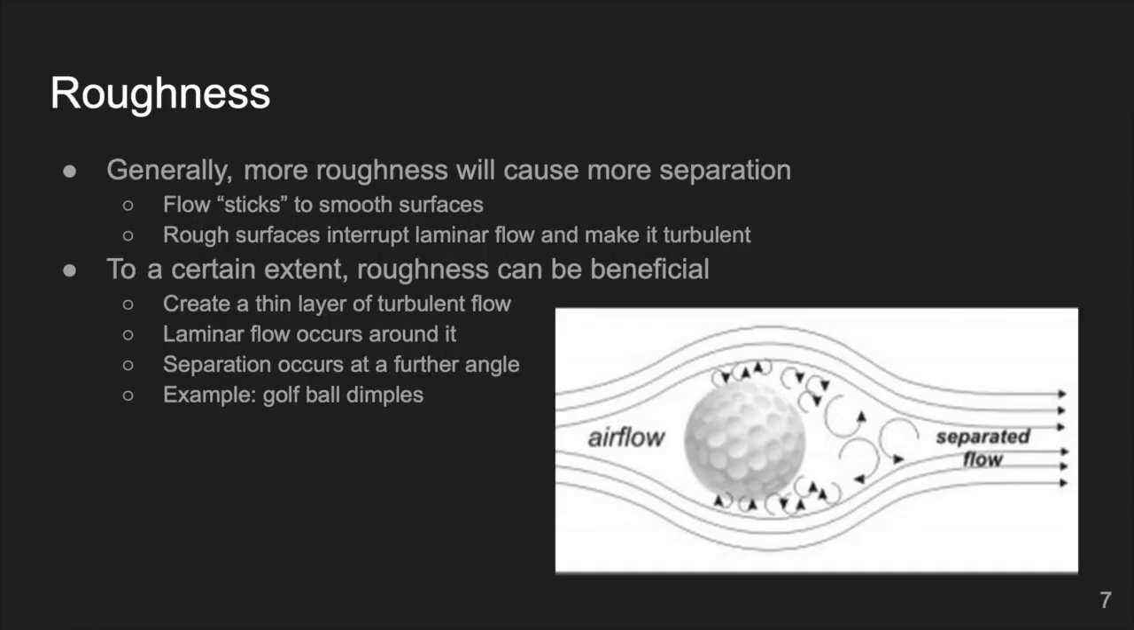Generally, more roughness will cause more separation because rough surfaces will interrupt the laminar flow, causing separation earlier along the object. However, there are instances where roughness can create a thin layer of turbulent flow that can actually cause the laminar flow around it to flow further around the object than a smoother surface would accomplish. With less separation, there is also less pressure drag. This is taken advantage of with golf ball design, where the dimples cause this very phenomenon to allow them to go further with less drag.